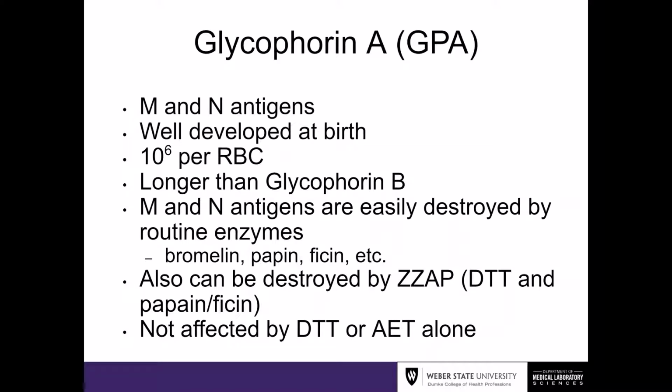These two factors allow M and N to be easily destroyed by routine enzymes like bromelain, papain, ficin, and others. M and N reactivity can also be destroyed by treating red cells with ZZAP, a combination of DTT and either papain or ficin. However, neither DTT nor AET, or 2-aminoethylisothiouronium bromide, is capable of destroying the M and N antigens alone.